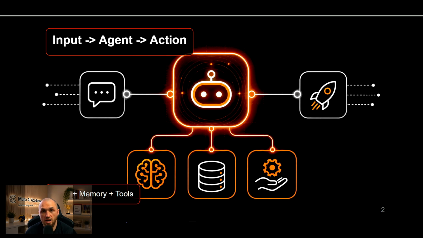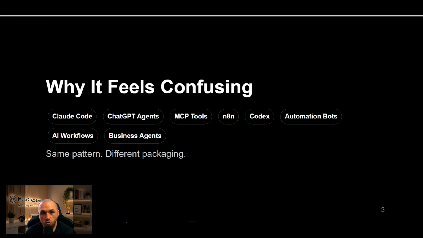If you feel behind because every AI tool now calls itself an agent, this is the simplest way I know to understand it. Don't start with the tool name, start with the pattern. The old way is trying to learn every tool separately. That makes you feel like you are always behind. But most of these tools are just different versions of the same structure.